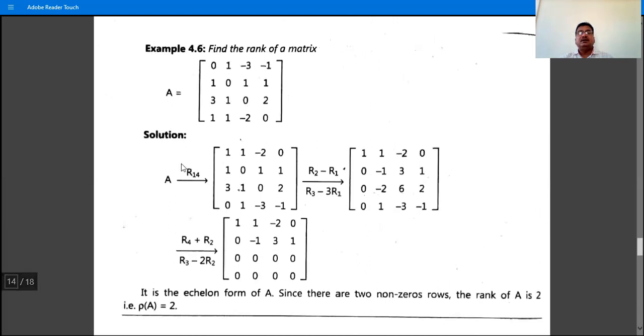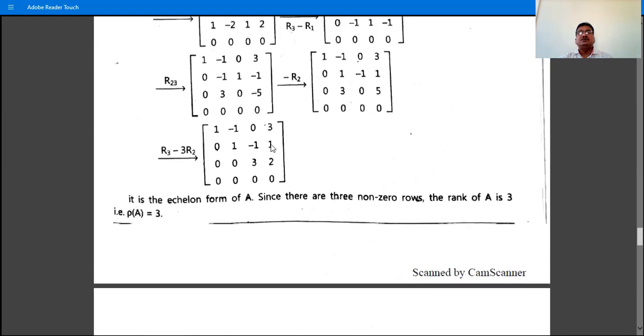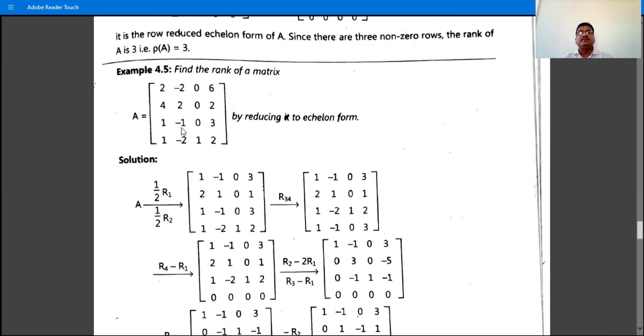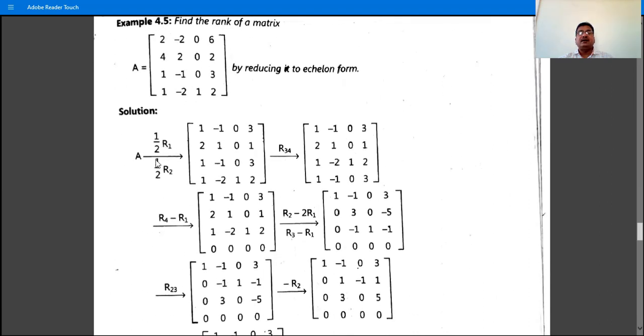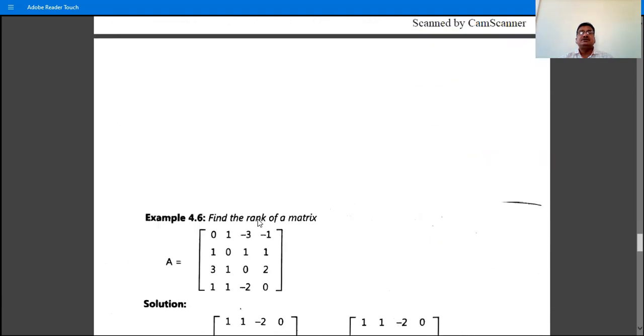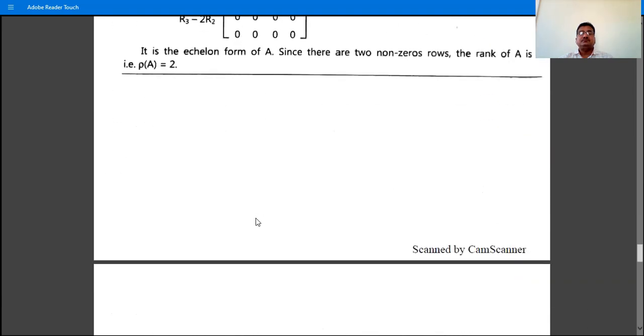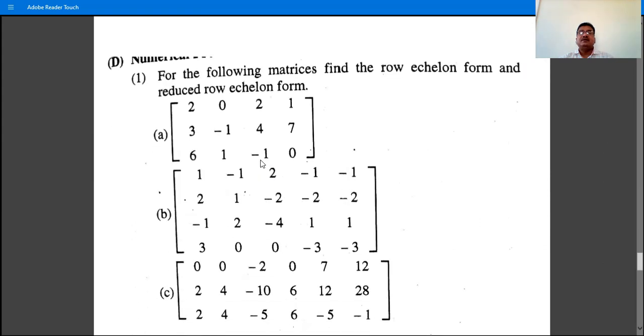So by using a finite number of elementary row transformations, we can reduce the matrix to echelon form. So just observe the notation. That is, write A, then write an arrow, and write the operations below and above the arrow. So this is the procedure, so just write the arrow.